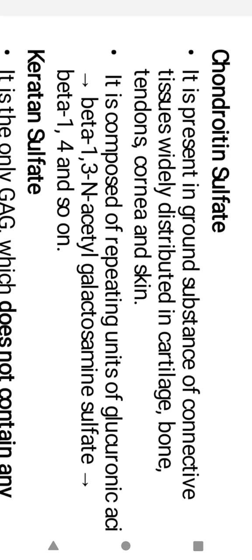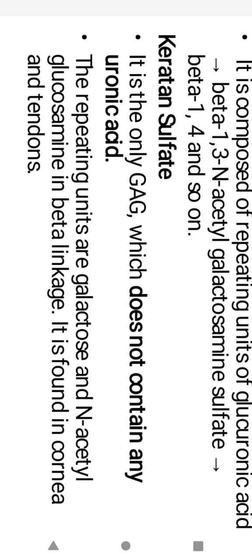Next, we see about chondroitin sulfate. It is present in the ground substance of connective tissue, widely distributed in cartilage, bone, tendons, cornea, and skin. It is composed of a repeating unit of glucuronic acid, beta 1,3 N-acetyl galactosamine sulfate, beta 1,4 linkage, and so on. Next, keratan sulfate: it is the only GAG which does not contain any uronic acid. The repeating units are galactose and N-acetyl glucosamine in beta linkage. It is found in cornea and tendons.